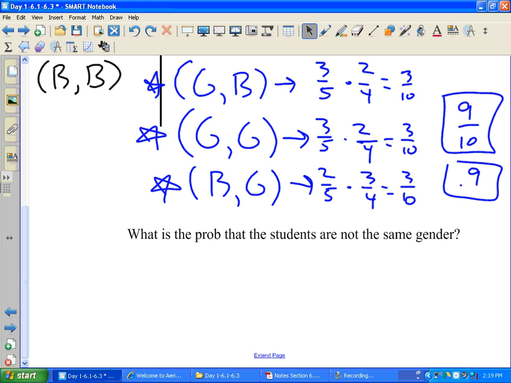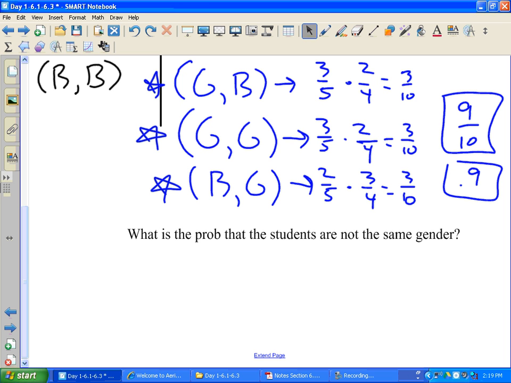Probability that the students aren't the same gender. How do we do that? This one plus that one. How many people agree with that? This one plus this one. Is it going to be 3/10 plus 3/10 or 0.6?